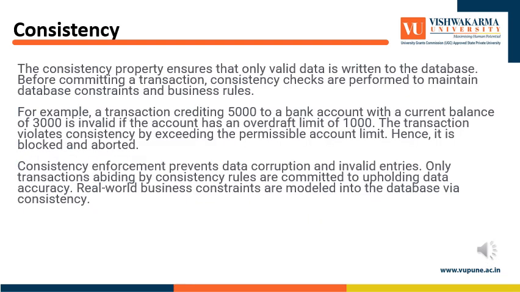Consistency: the consistency property ensures that only valid data is written to the database. Before committing a transaction, consistency checks are performed to maintain database constraints and business rules. For example, a transaction crediting $5,000 to a bank account with a current balance of $3,000 is invalid if the account has an overdraft limit of $1,000. The transaction violates consistency by exceeding the permissible account limit. Hence, it is blocked and aborted.